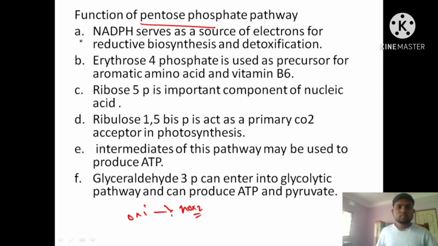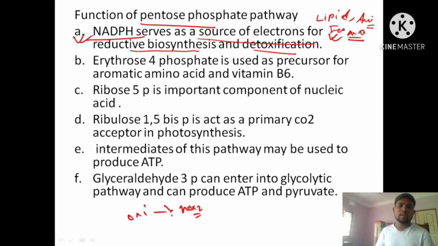So now see what we got, NADPH, and this NADPH serves as a source of electrons for reductive biosynthesis and detoxification. This is important in the sense of reductive biosynthesis, for lipid biosynthesis, for amino acid biosynthesis. So all those reactions, fatty acid biosynthesis, same. For that purpose we need NADPH, an enormous source of NADPH we need. So this pathway is giving us the NADPH source.